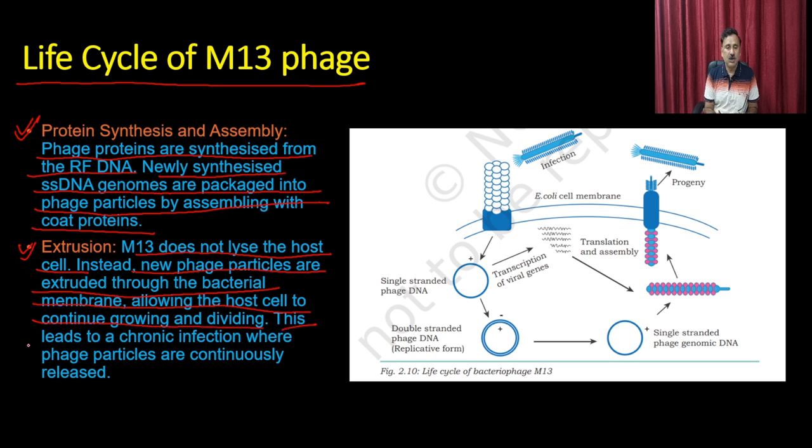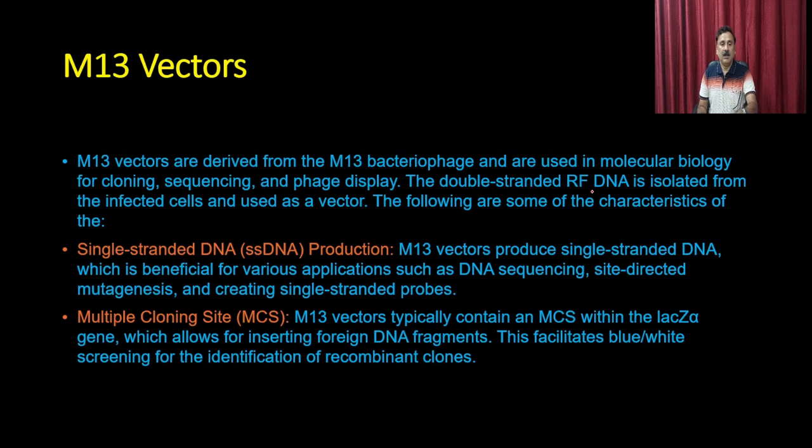This leads to a chronic infection where the phage particles are continuously released. So this is what exactly happens, right? You are going to have the single stranded phage DNA which is going to be converted into replicative form. From this replicative form, you are going to have the single stranded genome, and then it is going to be packed into the particles, and then these particles are going to be extruded into the external environment, and then it is going to cause the infection to the next cells.